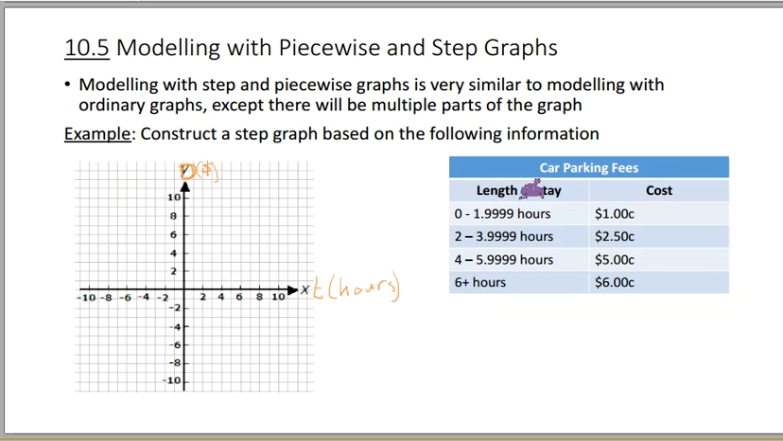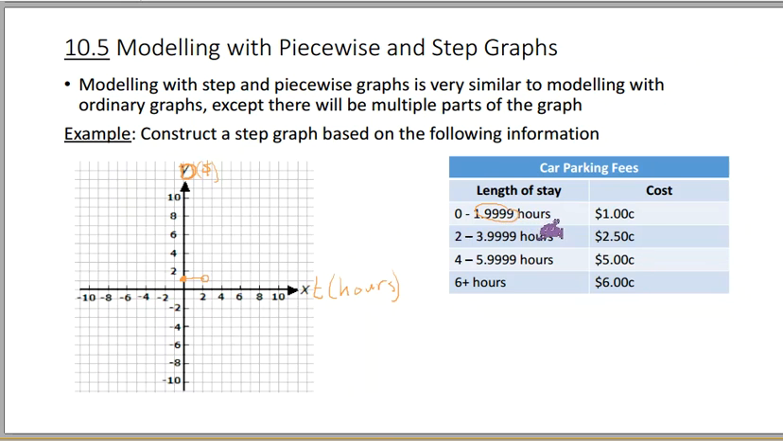Okay, so this first one, when the time is between 0 and 1.9 hours, it's going to cost us $1. So the cost is $1 if I stay between that period of time. I'm going to include this circle. Even if I get in and get out straight away, it's still going to cost me $1. This one here, however, comes up to 2, but doesn't include 2. It's 1.99999. So I'm going to have an open circle there because it does not include the number 2, even though it gets very, very close to it.